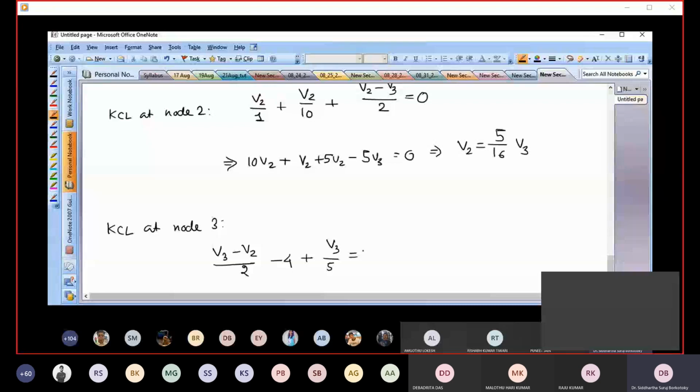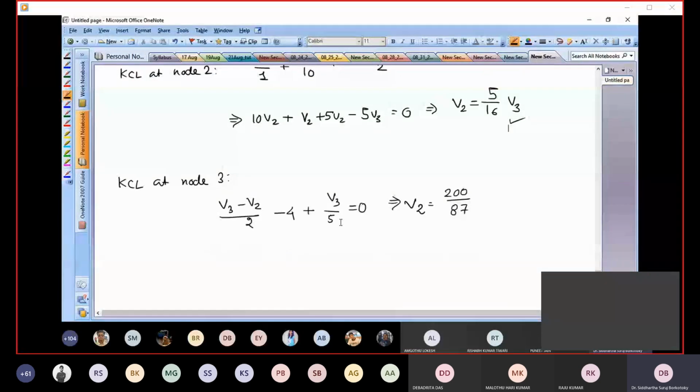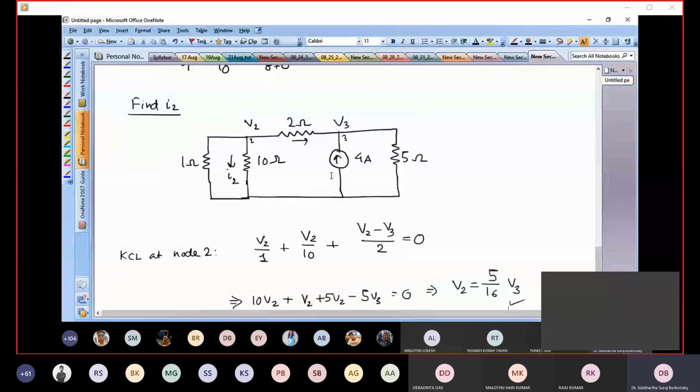So if you solve these equations, you will eventually be able to find that V2 is equal to 200 by 87. You substitute V3 equals 16 by 5 V2 in this next equation, and then you solve for V2. V2 is all we want. We don't care about V3 actually. V3 had to be taken into account because we wanted to write a KCL equation, but in the long run, V2 is all that matters.